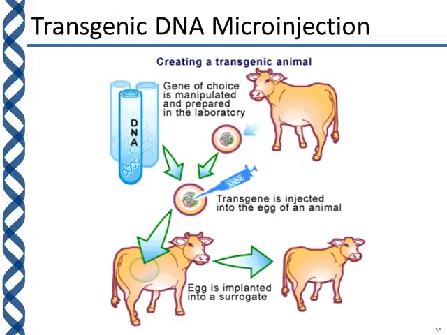On this slide, we show a cartoon demonstrating the creation of a transgenic animal, in this case, a transgenic cow. You start with the gene of choice, which is manipulated and prepared in the laboratory. This transgene is microinjected into the egg of the animal. This egg is then implanted into a surrogate. And over time, the surrogate gives birth to your now transgenic calf, which now carries the gene that was created initially.